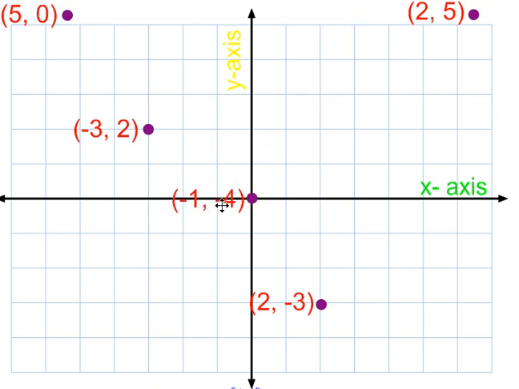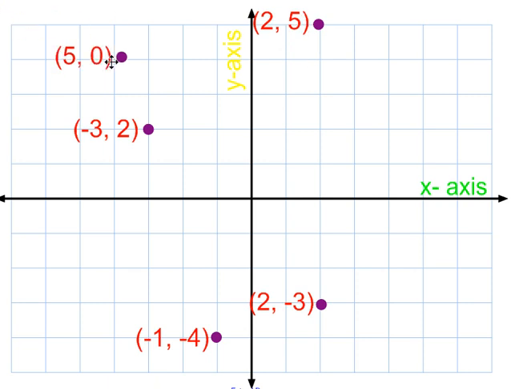Beginning at the origin, -1 means left 1. -4 means down 1, 2, 3, 4. Beginning here at the origin, 2, that means 2 to the right, comma 5, that must mean 1, 2, 3, 4, 5 up. So now let's go back to this one. 5, 0. That first number tells me to move left and right. 1, 2, 3, 4, 5, +5. And because this says 0, that says that I don't move up or down. That point must be right there on the x-axis.